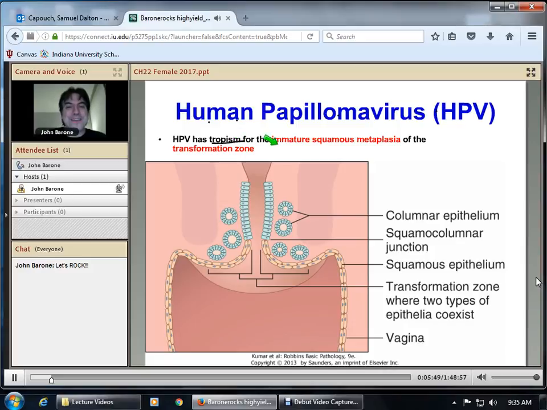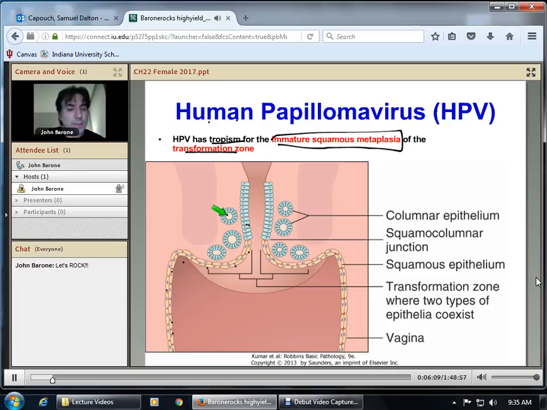Human papillomavirus, very important. It loves the cervix. But which part? It has tropism for the transformation zone, the area where we have immature squamous metaplasia. We call this the transformation zone. When a woman is young, well, let me just show you here.